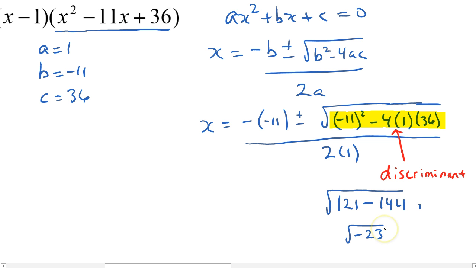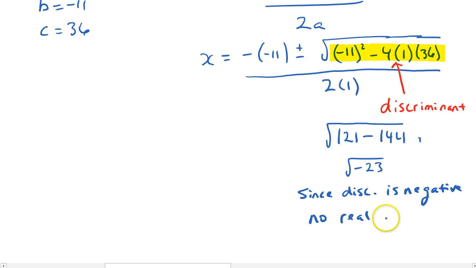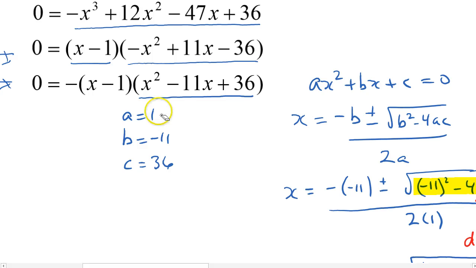Can you find the square root of a negative value? No, you can't. So since the discriminant is negative, there are no real roots. Which is another way of saying, back over here, that we can't factor this anymore. Okay, so this is factored as much as we can. Okay, this is fully factored.